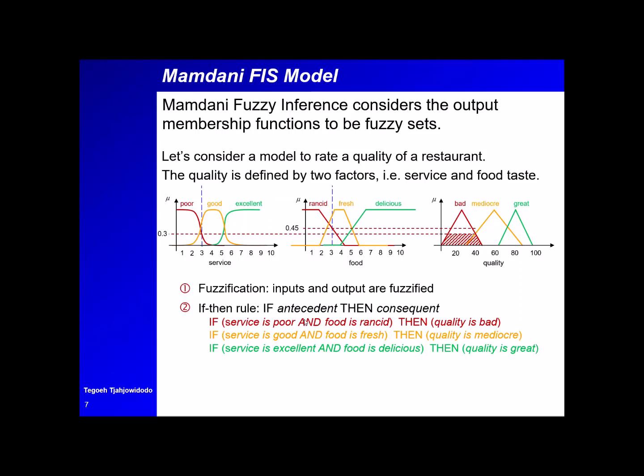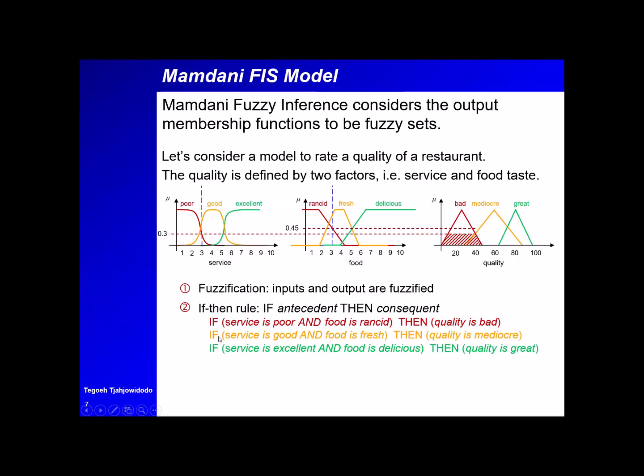The if-then rule in your FIS model is not only limited to AND logic, you can also have OR logic. So in here, if you have OR logic, then 30 or 45, the output will be 45. But in this case, just for illustration, I will use AND logic in my if-then rule process here. Okay. So for the first membership functions, I have already processed it. 30% poor and 45% rancid will result in 30% bad.